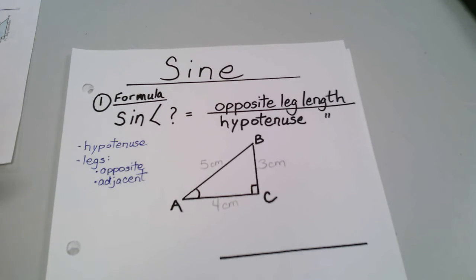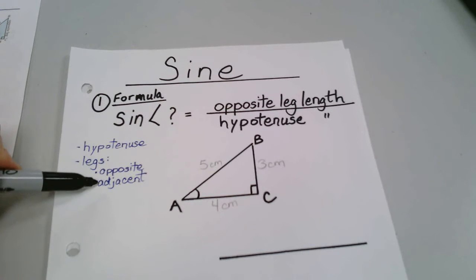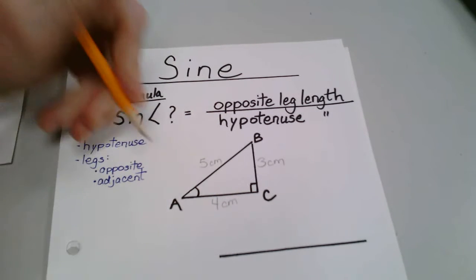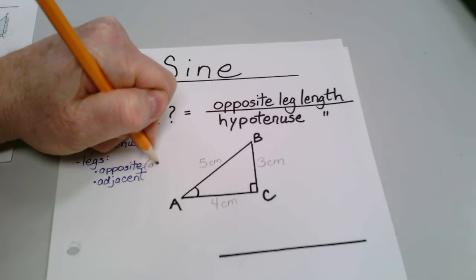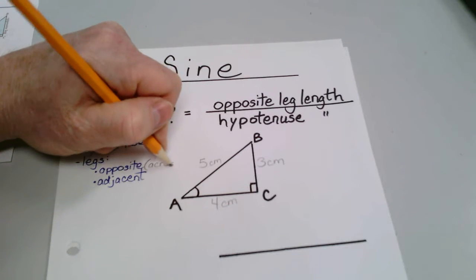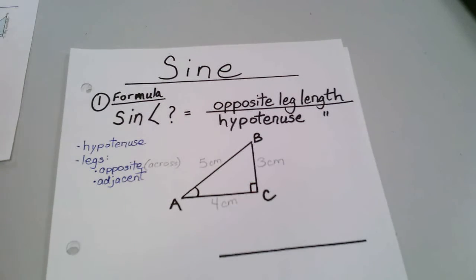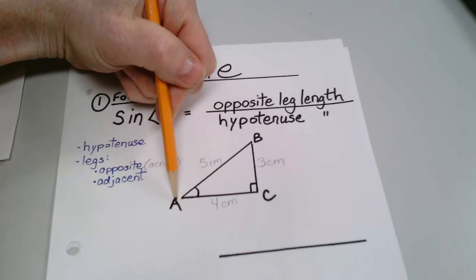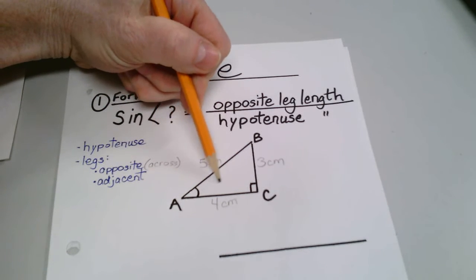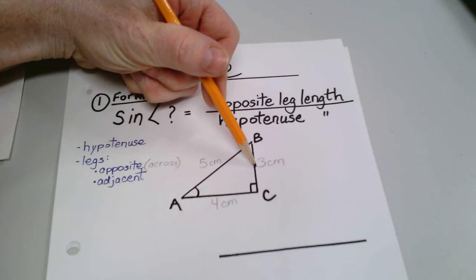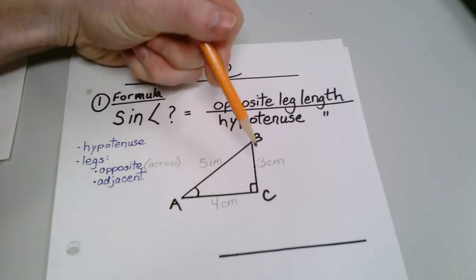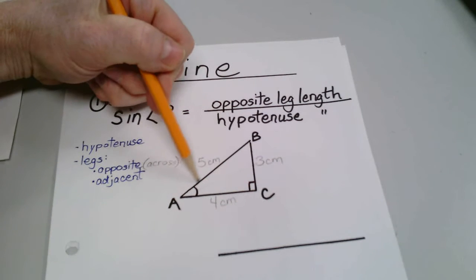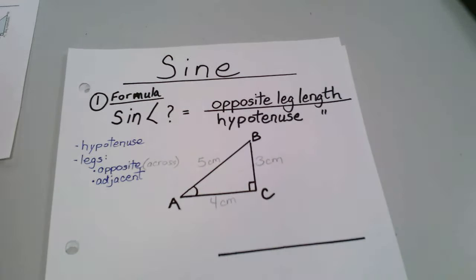So in order to do that, we do have to know what these terms mean. Opposite, I want you to think of across. Okay? So for angle A, the side that is right across from it is this side right here, where the 3 is. We already know hypotenuse. Hypotenuse is the long side.